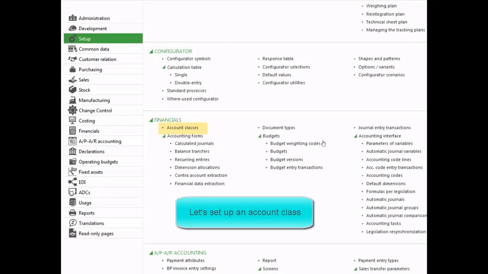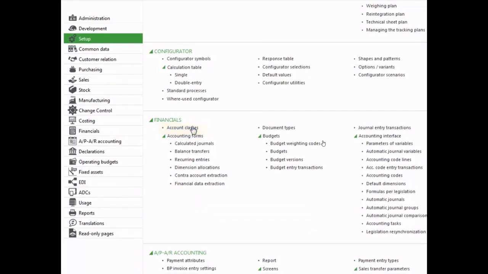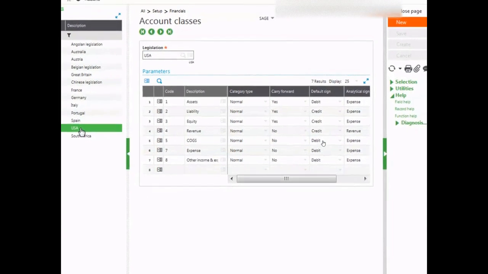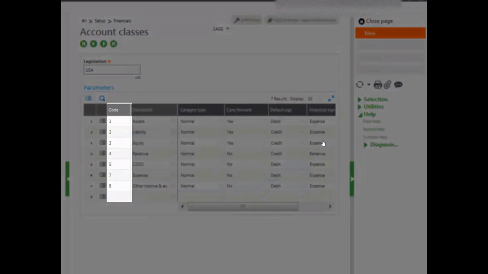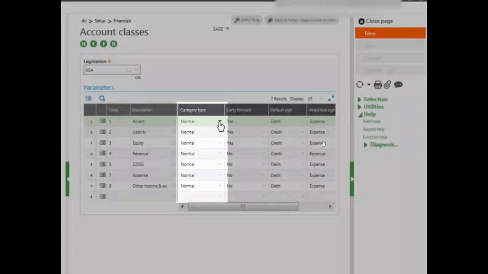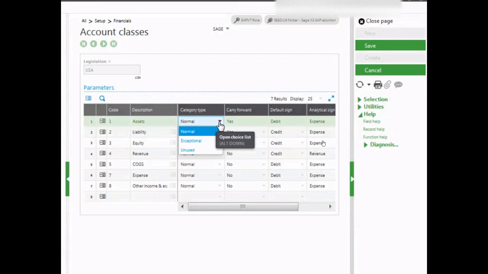Account classes are found under the Setup menu. Let's take a look at the USA account class. The code column represents the account root. You can enter in a description. The category type is either normal, exceptional, or unused. Normal is for regular accounts, exceptional is for off-budget accounts, and unused is to prevent someone from using that account root.